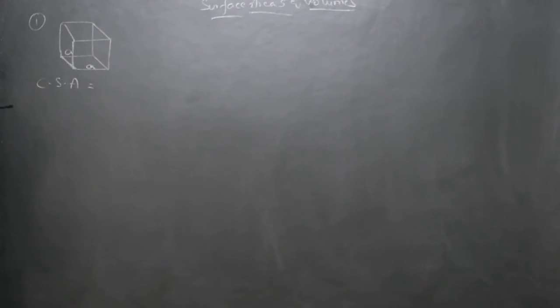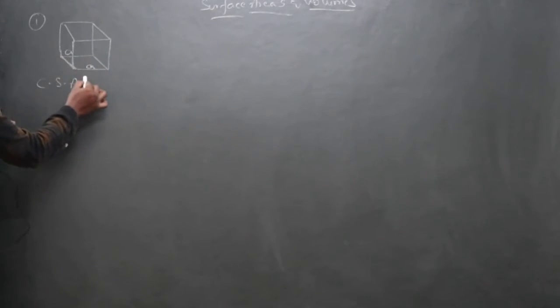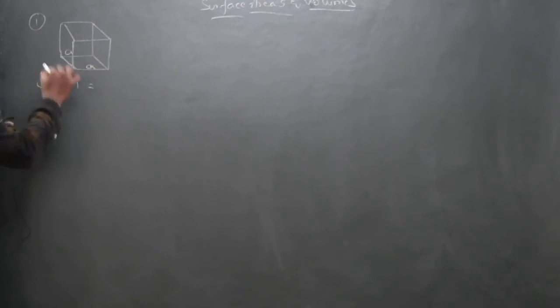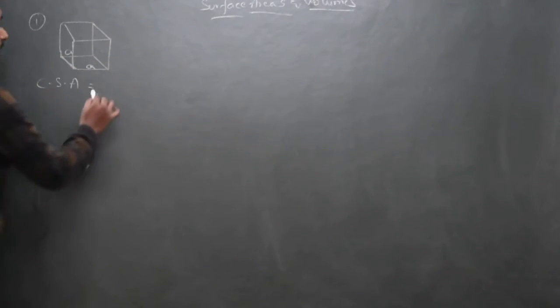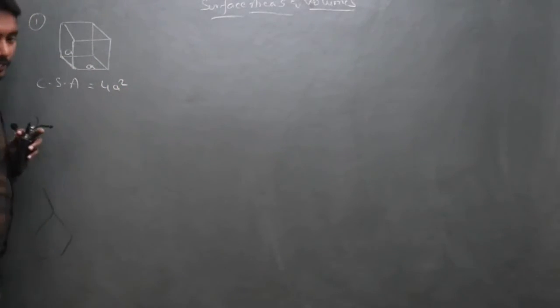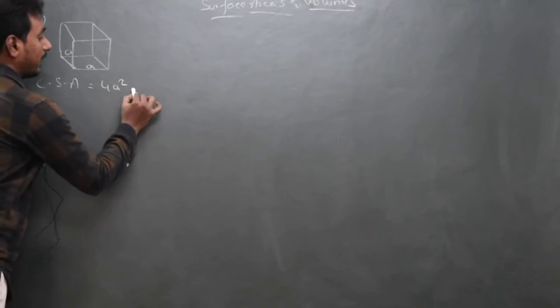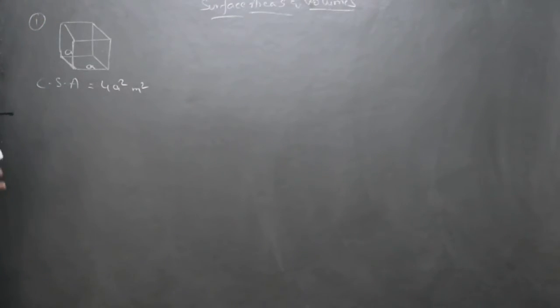And just now I told you if the side of a square is A, then the area of the square will be A into A, A square. That means area of the square is A square for one side. For 4 sides, 1, 2, 3, 4, it's going to be 4A square. If it is meter, it's going to be meter square. If it's centimeter, it's going to be centimeter square. The units is very important.